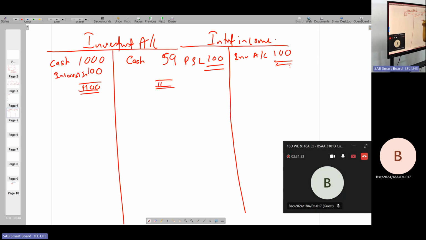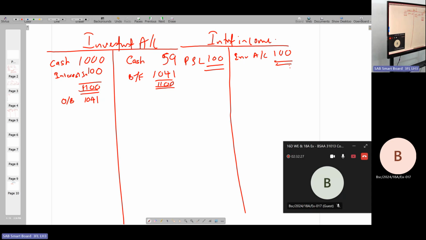1,041, right? Balance carried forward. That is the amortized cost at the end of the year. Did you understand that?